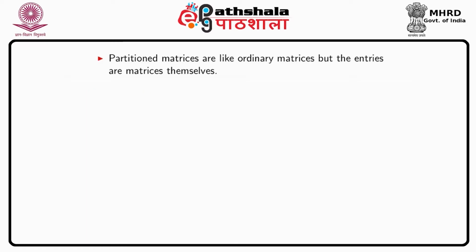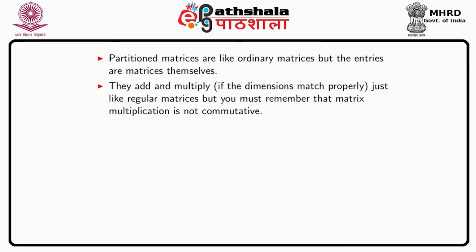Now talking of matrices, in certain cases, in order to find the least square estimates of the coefficients, we need to partition matrices. So the basics of partition matrices are as follows. Partition matrices are like ordinary matrices, but the entries are matrices themselves. So if I have a 4 by 4 matrix, I can partition it into 4 matrices of 2 by 2 order. They add and multiply just like regular matrices, but we have to remember that matrix multiplication is not commutative.